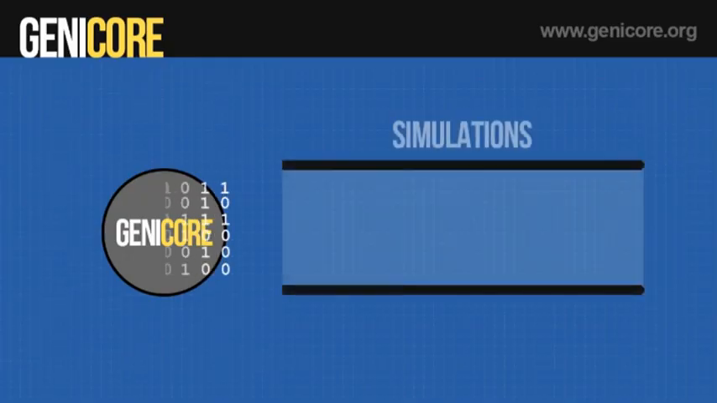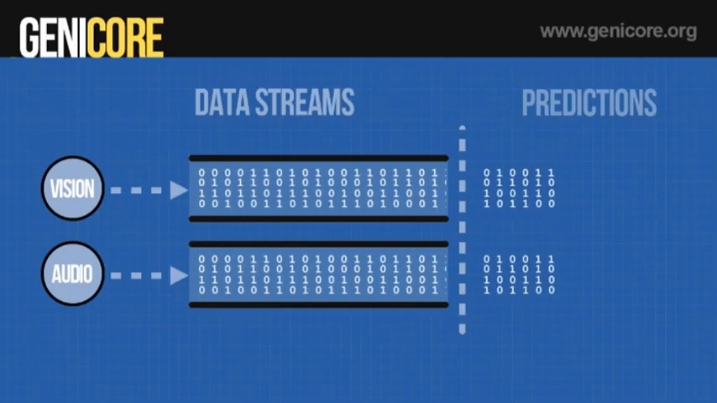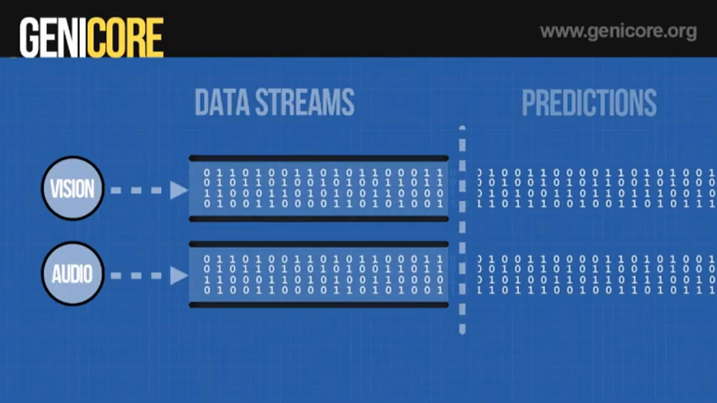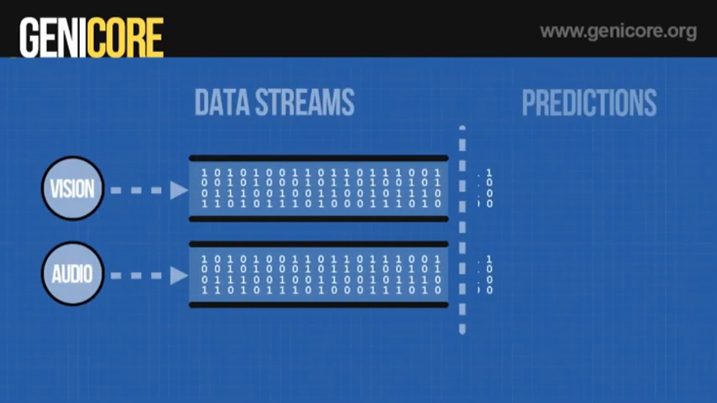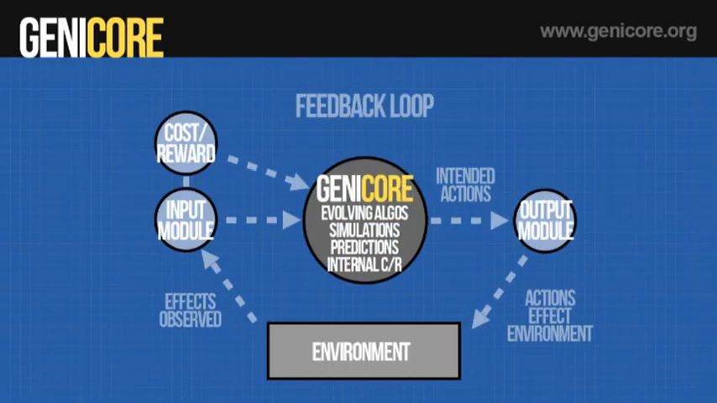Genicore takes this into account while running millions of simulations. Optimal simulation data is used to extrapolate predictions of incoming data stream data. The internal CR scores the accuracy of its predictions as new data arrives. All of this remains contextual, and the system is able to take into account the consequences of its own intended actions while making its predictions.